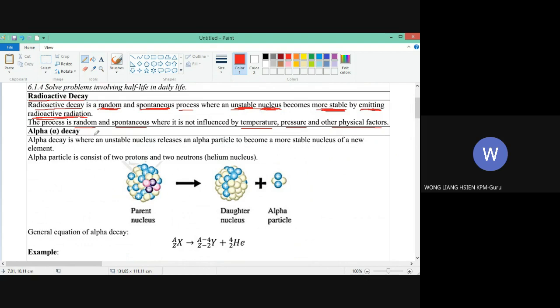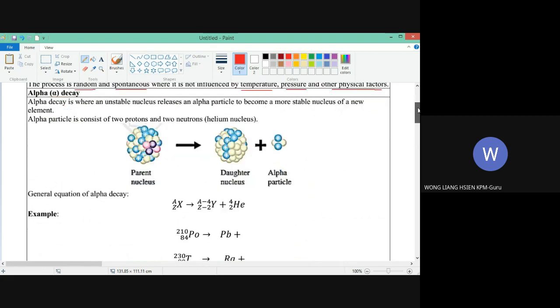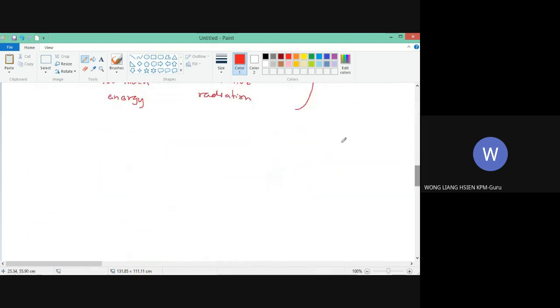So in this case, the meaning of random in radioactive decay is, let's say that in an object, there are many atoms.